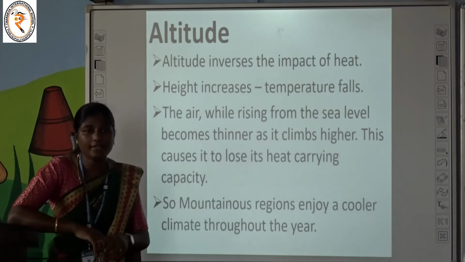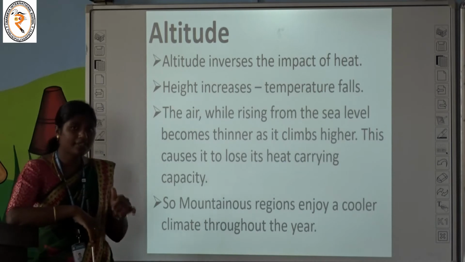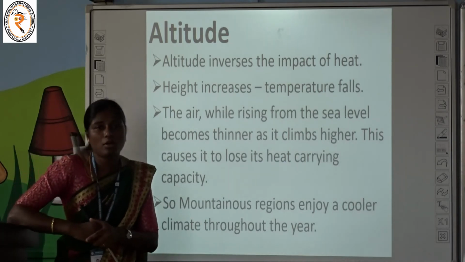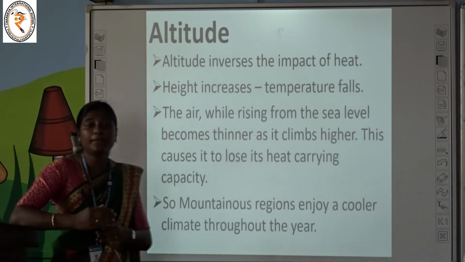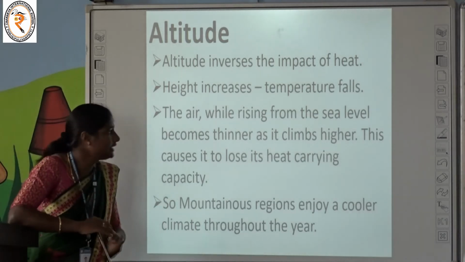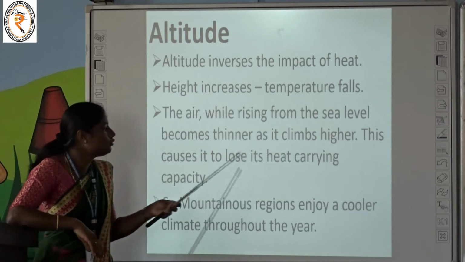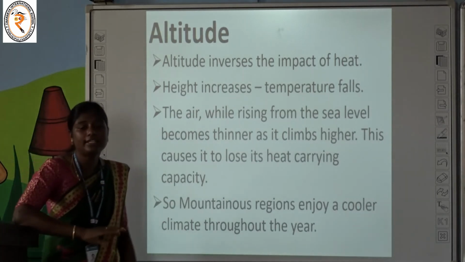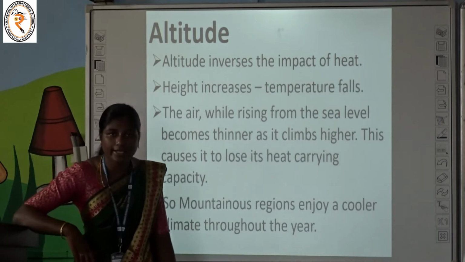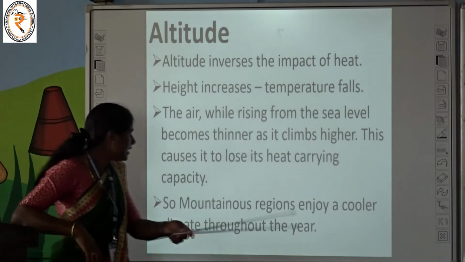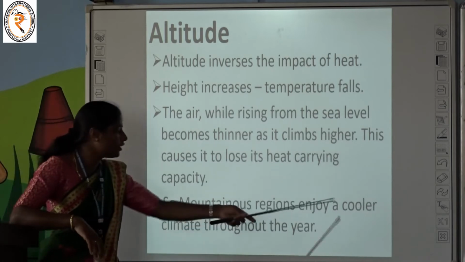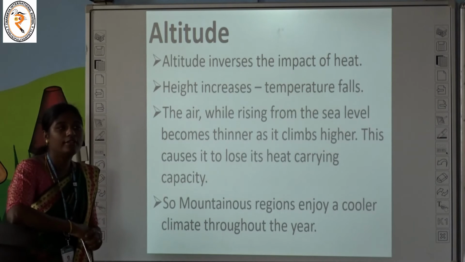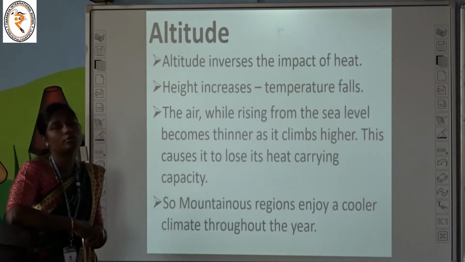So what will happen? The air from the sea goes to the top surface. If we are on a mountain, the air becomes very cold and thinner, and this causes it to lose its heat carrying capacity. So the air does not carry the heat to a certain height. The air becomes cool, and so mountainous regions enjoy a cooler climate throughout the year.